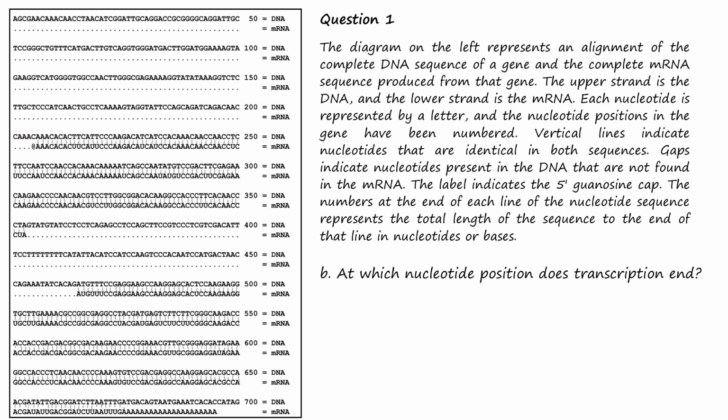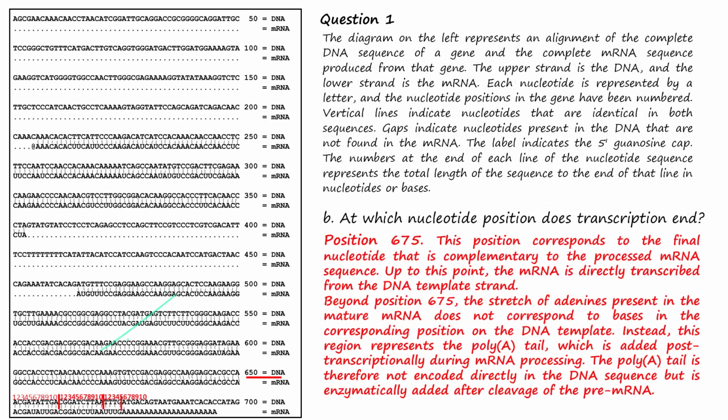B. At which nucleotide position does transcription end? Answer: position 675. This position corresponds to the final nucleotide that is complementary to the processed mRNA sequence. Up to this point, the mRNA is directly transcribed from the DNA template strand. Beyond position 675, the stretch of adenines present in the mature mRNA does not correspond to bases in the corresponding position on the DNA template.